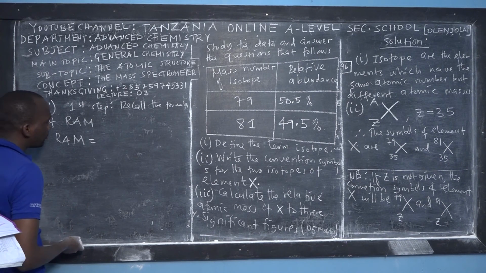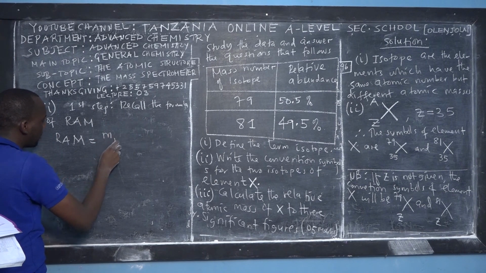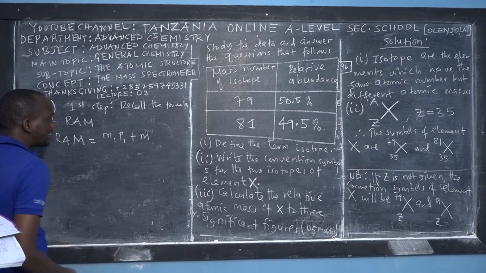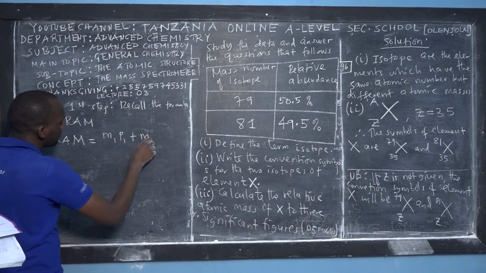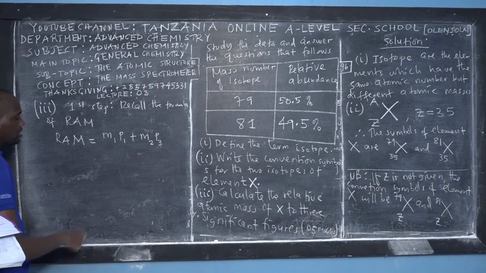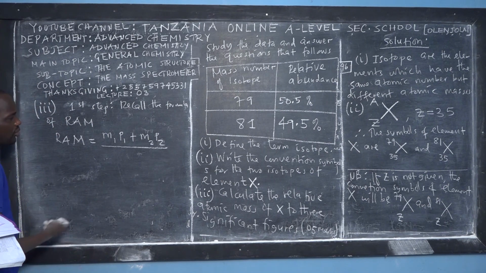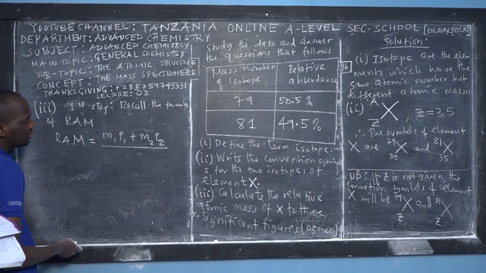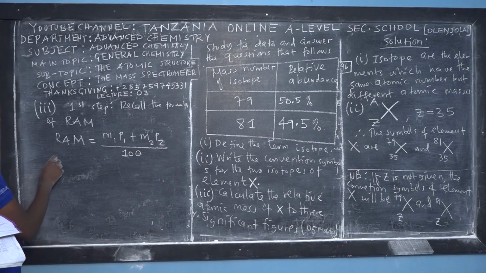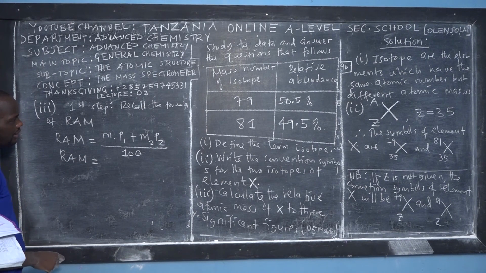It is equal to the summation of the products of abundances. Suppose isotopic mass 1 times percent relative abundance 1, plus, because element X has two isotopes, isotopic mass 2 times relative abundance 2, I'm sorry, not 3. And then we divide, because it's an average, by the summation of abundances. Because it is in percentage, the sum is 100. So the relative atomic mass, in atomic mass units, is 7.